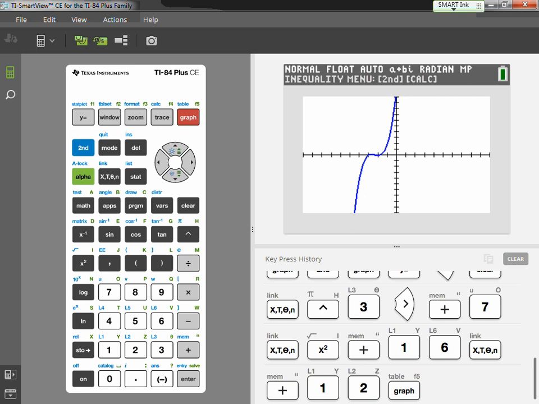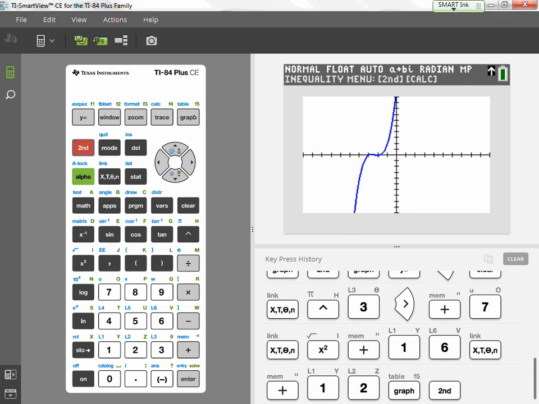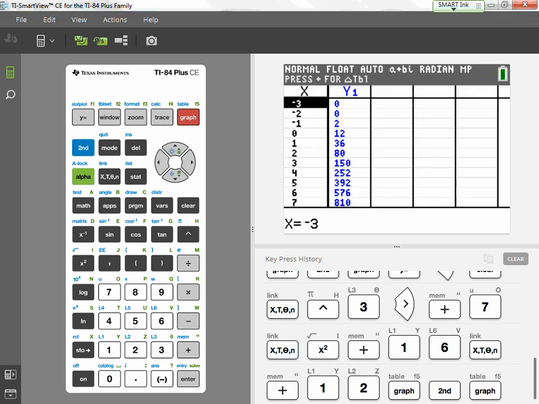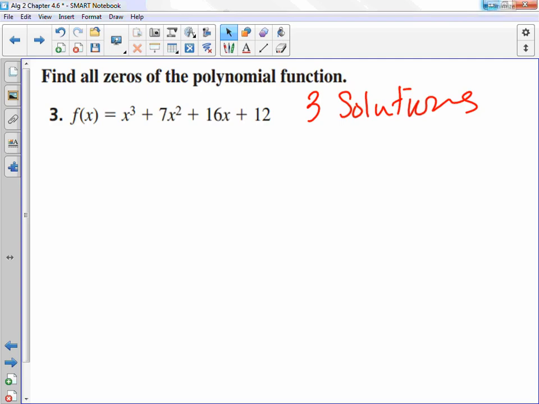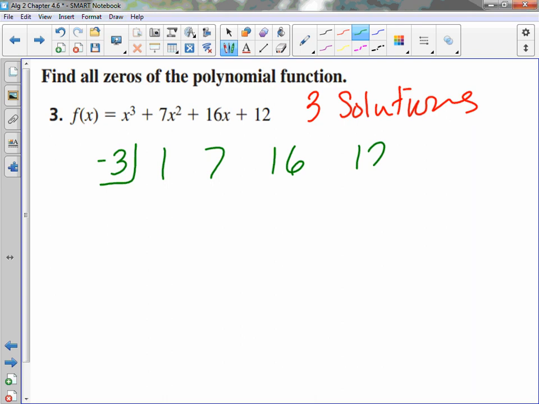So looking at this here, what solutions did the calculator tell us? So it gave us 2, yes? 2 for sure. It actually gave us 3, but it gave us 2 for sure. So I can use those with synthetic division because it didn't outright tell me 3 whole number solutions. So we could start off with negative 3. 1, 7, 16, 12.